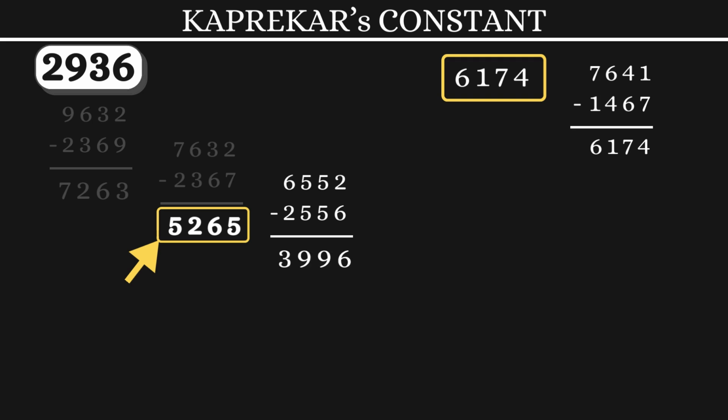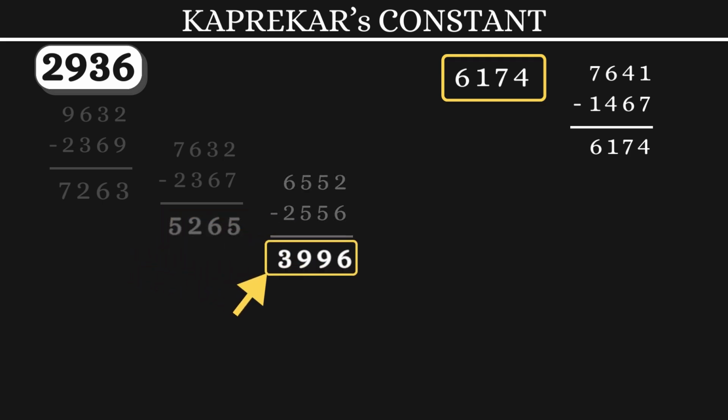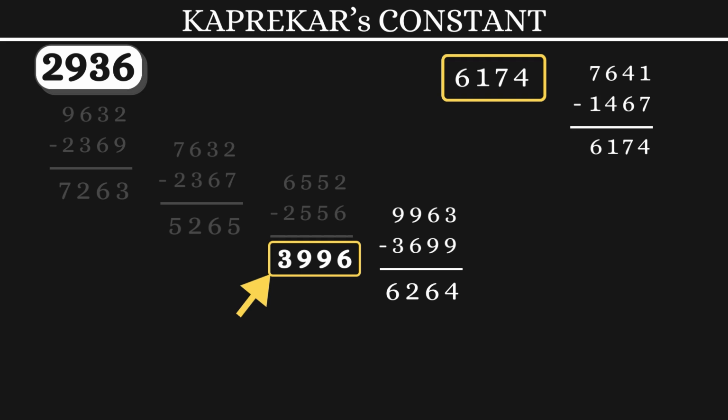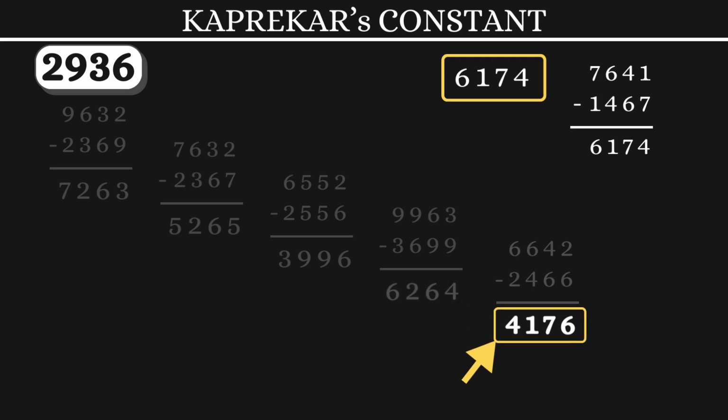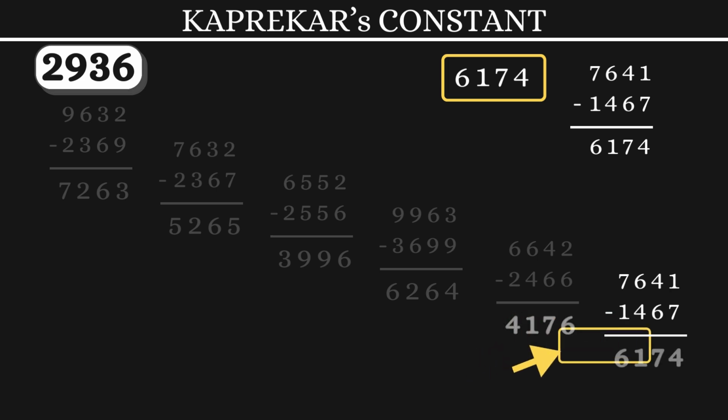We get 3996. From there, we get 6264. After which, we have 4176. When you do the same process for this number, we end up with 6174 again.